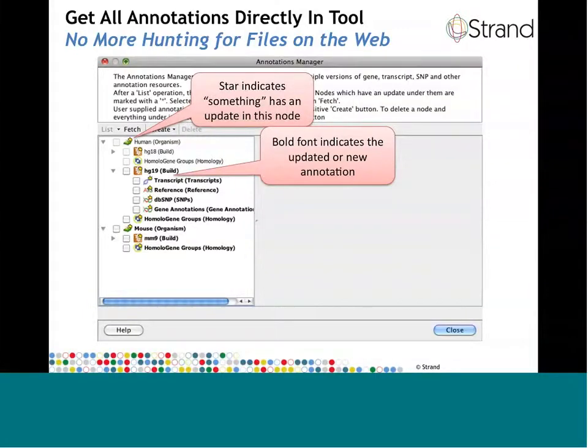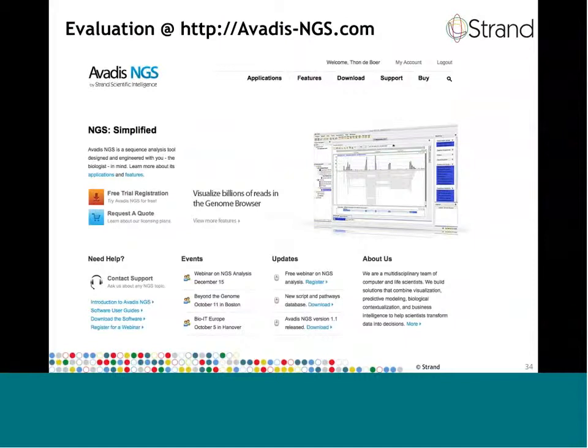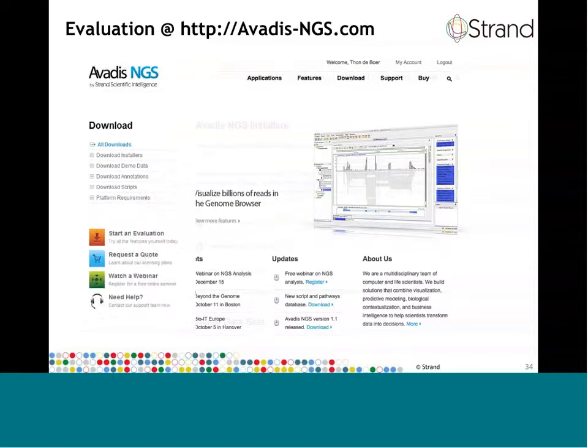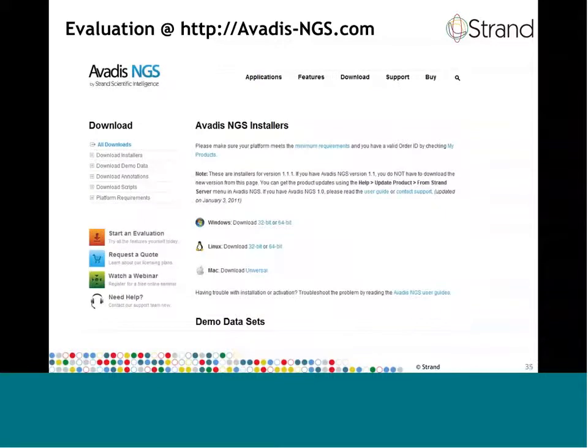Okay, that concludes the section on Avadis NGS specific features. I would like to invite you to visit our website at Avadis-NGS.com, where you can register to get a free trial version of Avadis NGS. And in addition to downloading the actual application, you can also download demo data in that same location. In addition to demo data, you can download annotation information as well.